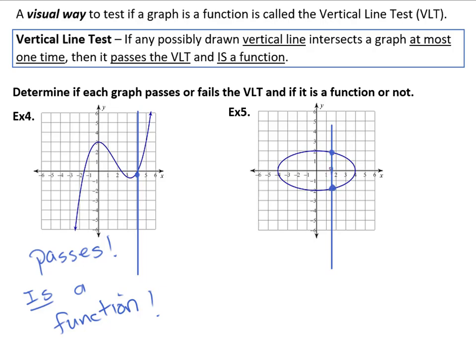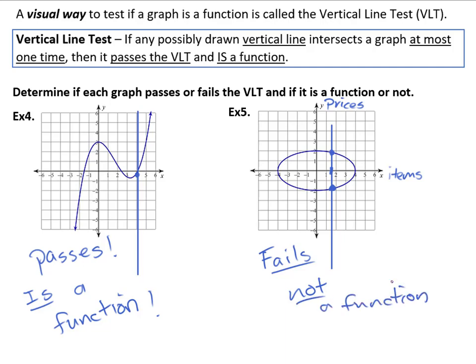So for this given x value, whatever this is, there are two different y values. There's two different prices for this item. So you can think of this as x being our items, y being our prices. For that particular item, there are two different prices. This is not a function. So we'd say this fails the vertical line test and is not a function.